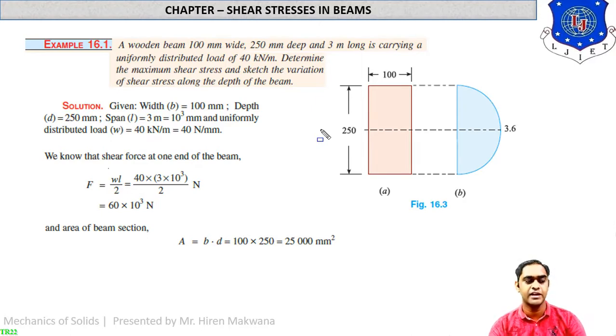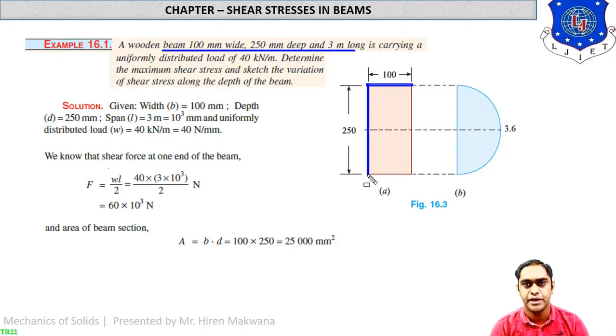What is given in the data, you can see in example 16.1. What is given? A wooden beam 100 mm wide, 250 mm deep and 3 meter long, which is not required over here. A uniformly distributed load of 40 kN per meter is subjected on the beam. Determine the maximum shear stress, means we have to find tau. Sketch the variation of the shear stress along the depth of the section. So this is the sketch. But at the top and bottom the value of shear stress is always 0.